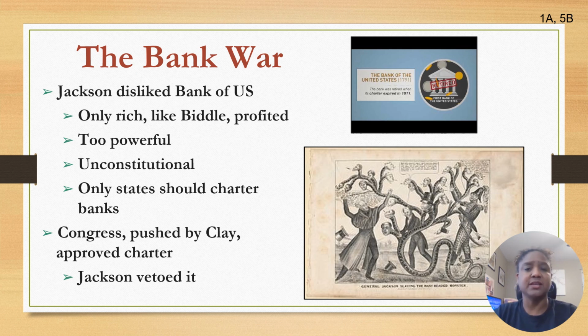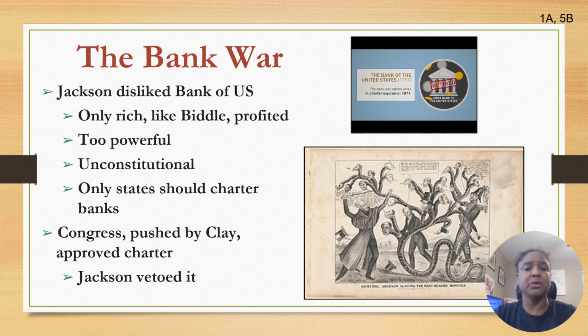Well, welcome back, class. Today we're going to be talking about the Bank War and the election of 1832. So here's a guiding question for you to think about today. Why was President Andrew Jackson opposed to the Second Bank of the United States?